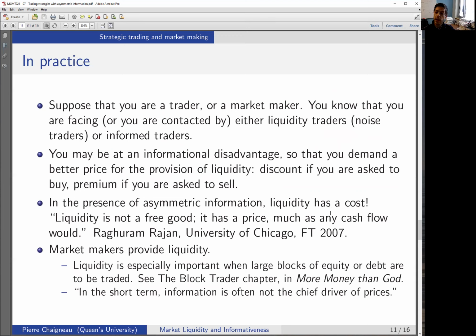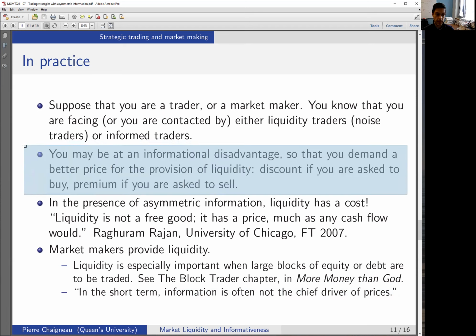Okay, so there's lots of implications. It's a very simple model, this Kyle model, but there's lots of implications which are not completely obvious at first. One of them is that in the short term, liquidity is actually a very important determinant of prices, and information is not the chief driver of market prices.